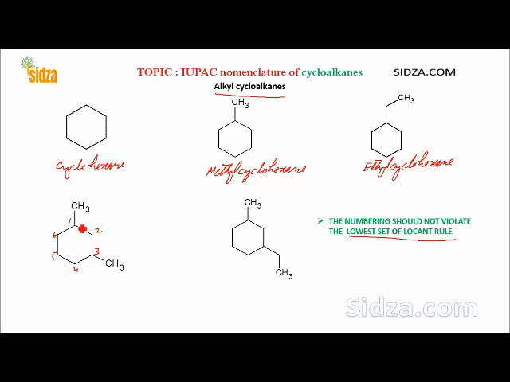But here it is 1 and 3. The 2 substituent groups get the positions number 1 and number 3, the lowest set of locants rule, right? So it is 1,3-dimethylcyclohexane. This is 1,3-dimethylcyclohexane.